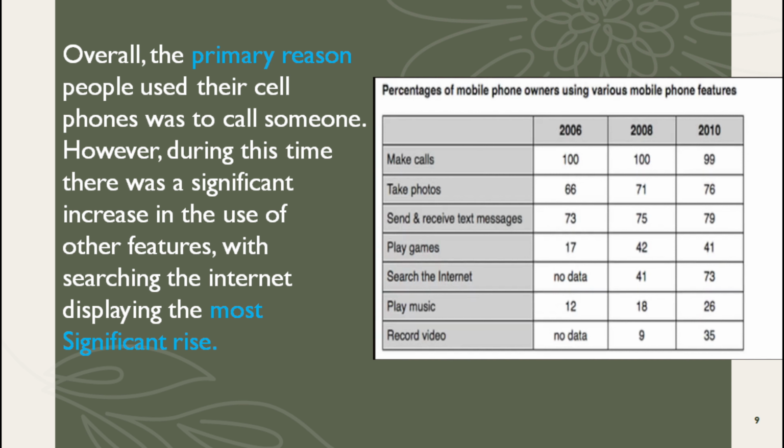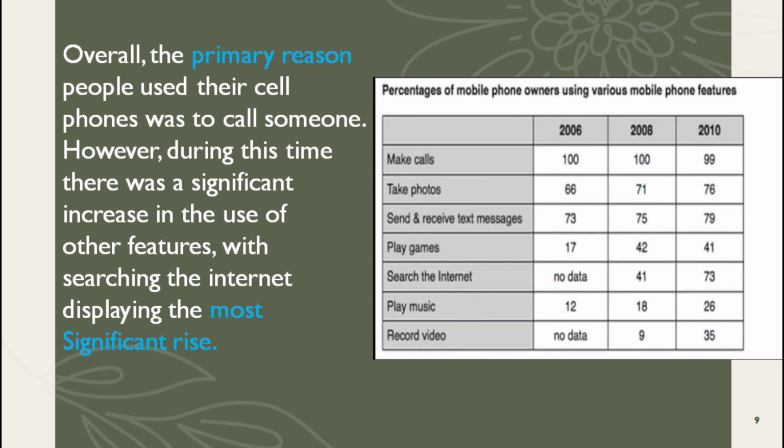So most of the people made calls from their cell phones in the year 2006 and 2008, that is up to 100, and in 2010 up to 99, making it the maximum use for the mobile phone. Whereas taking photos, sending or receiving text messages showed an intermediate usage. However, playing games, playing music, and recording video showed the least number of usage. Additionally, searching the internet initially showed no data, but over the time, the usage became more and more.